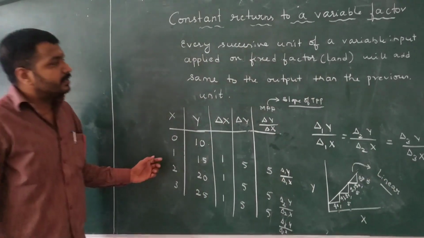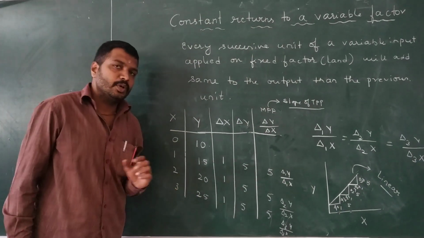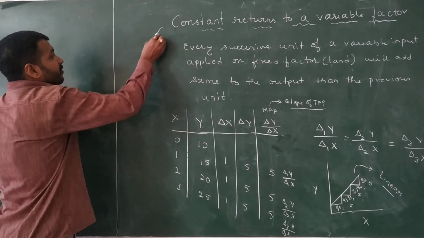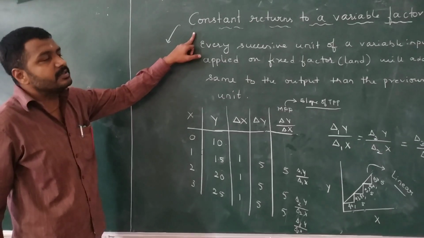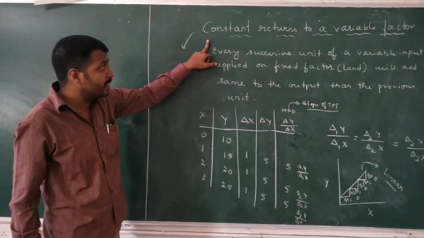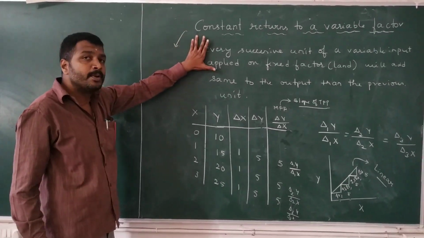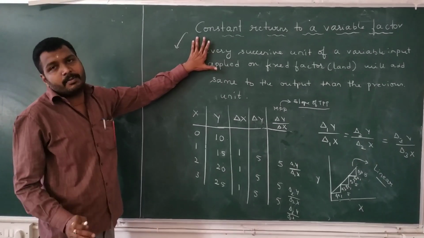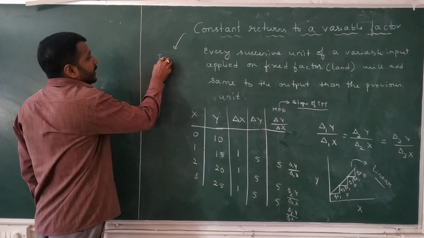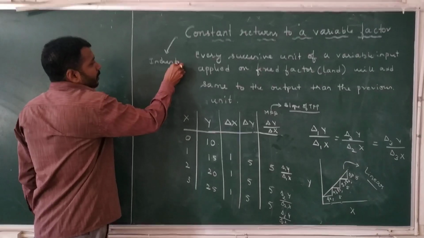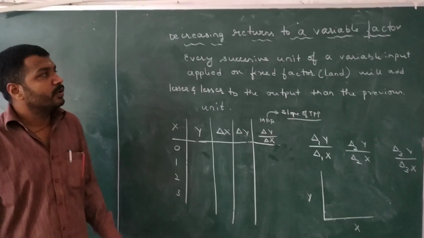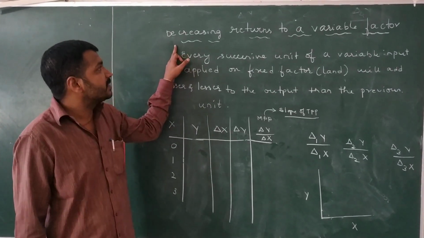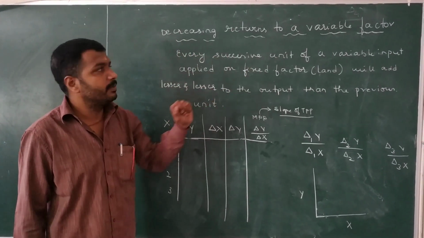Okay. These are the different aspects you need to remember. Seldom do we find, or it is very difficult to find, this type of returns to a variable factor in case of agriculture. We can find this type of returns to variable factor only in case of industry. Okay, is it clear? Okay, the last type of response is decreasing returns to a variable factor.